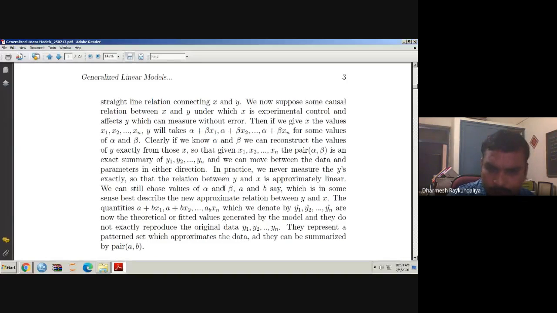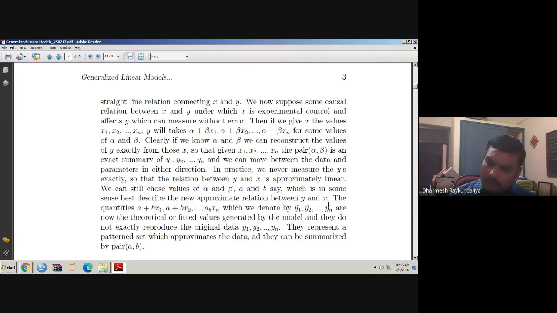Perhaps not. And that is how we try to identify whether we are in a position to get some value of alpha and beta, say a and b, which in some sense best describe the new approximate relation between y and x. Earlier, the relation between y and x was exact, of course linear. Why is it exact? Because you know the exact value of alpha and beta.